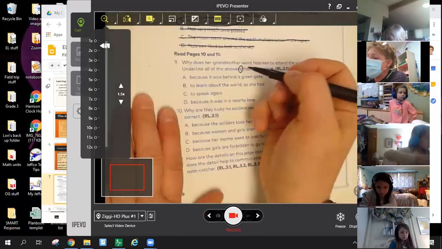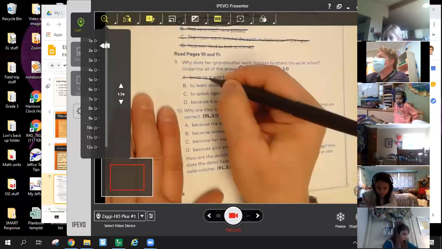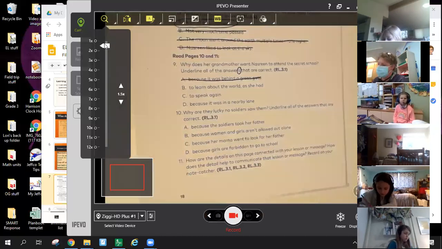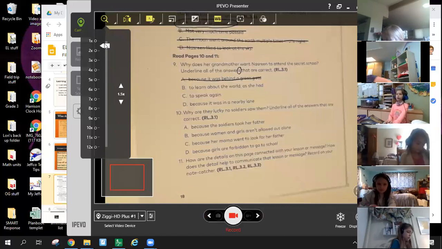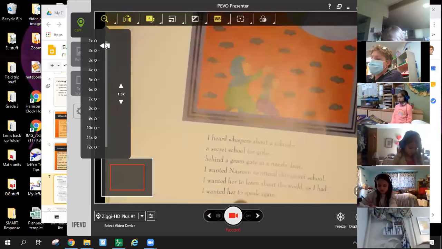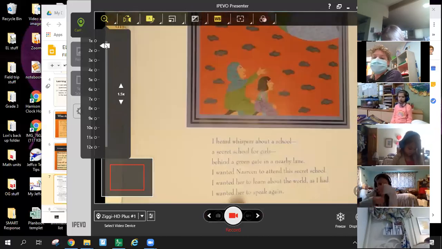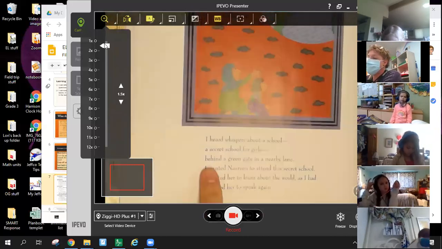Because it was behind a green gate. Does it matter that it was a green gate? No. Definitely not. It does not matter that it was behind a green gate. But which one can we see in here? What does it say for sure? In fact, it says a sentence right here.